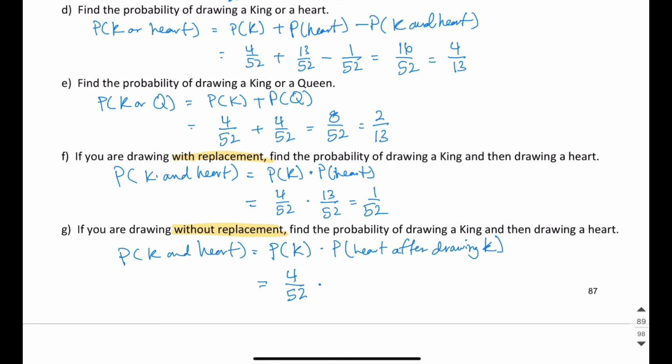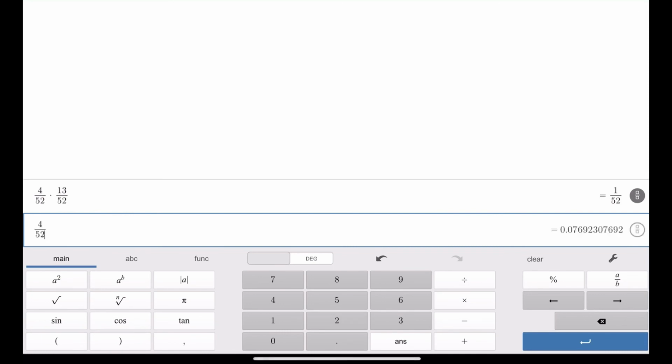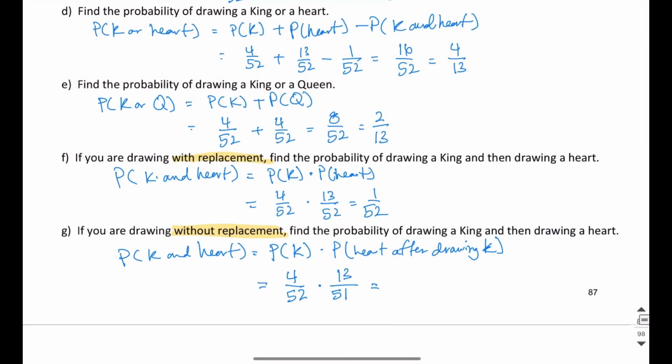But what's the probability of drawing a heart after we draw the king? Well, now there's still 13 hearts left, and now there's 51 cards in the deck. And again, the reason why there's 51 cards is because we've drawn one card out and left it out of the deck. So 4 out of 52 times 13 out of 51 gives us 1 out of 51. So drawing a card with and without replacement leads to different probabilities.